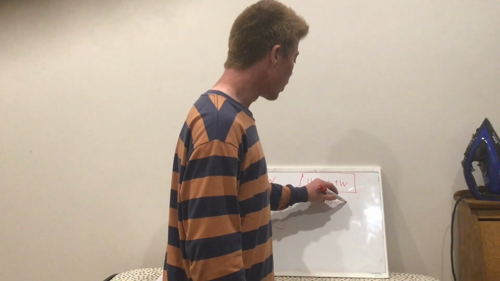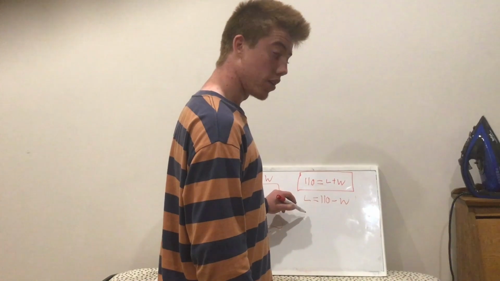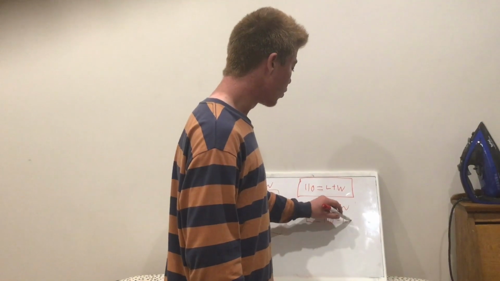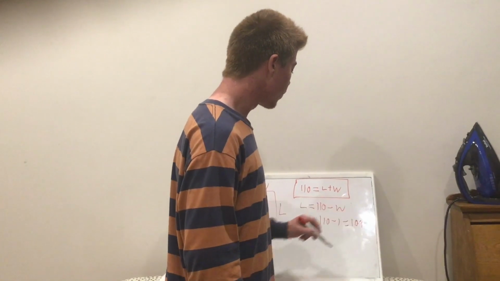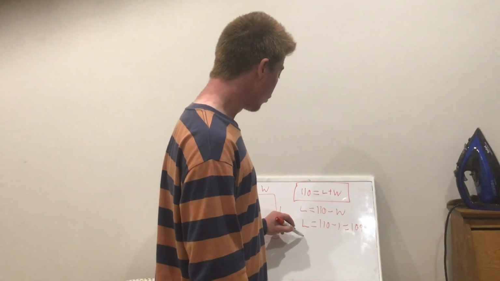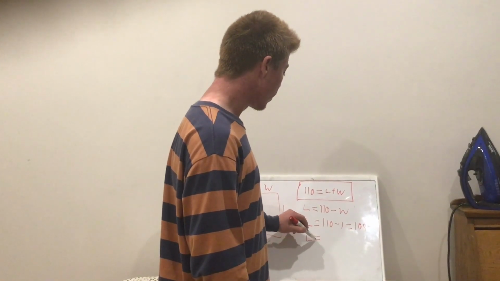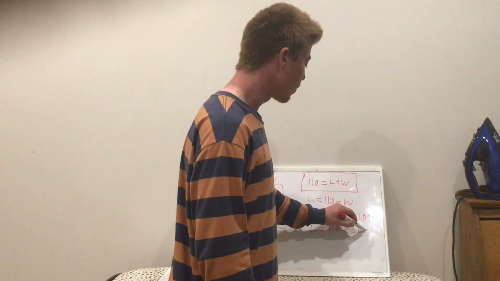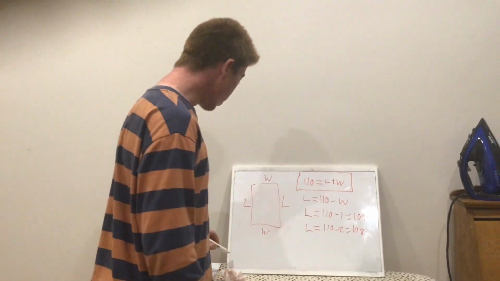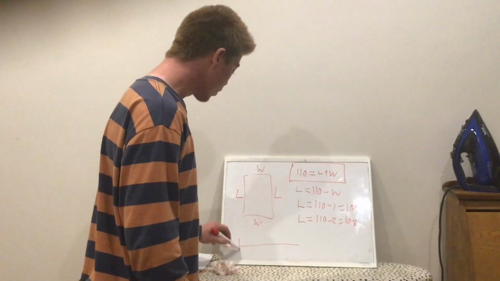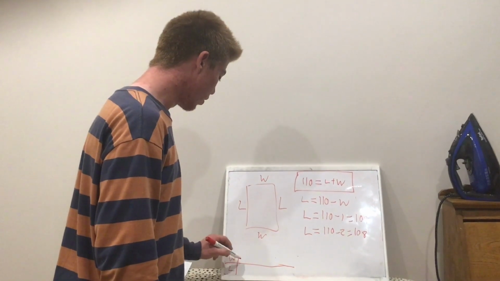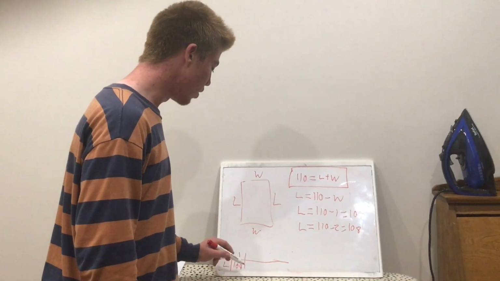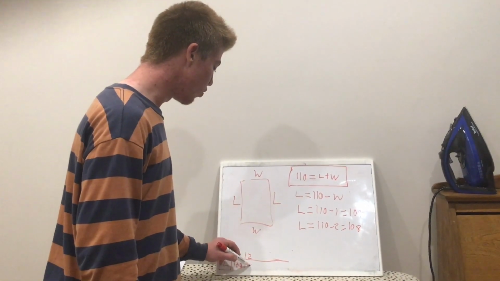minus width. So I choose the width to be 1, which gives us 109. If I redid this problem and changed the width again, the length equals 110 minus 2. That gives us 108. So if we were to put this in a table, width and length. So we know when the width was 1, the length was 109. We also know that when the width was 2, the length was 108.